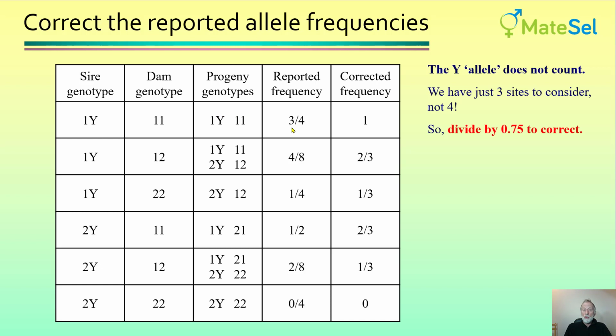Now that may be what you want to use, because it is in fact a 3/4 frequency of that allele, considering that the Y chromosome is a null allele. However, if you want to convert all these probabilities into corrected frequencies, simply divide by 0.75. In other words, we're looking at summing these things over 3 sites rather than 4. And that's how you get corrected frequencies if you want them in that format.